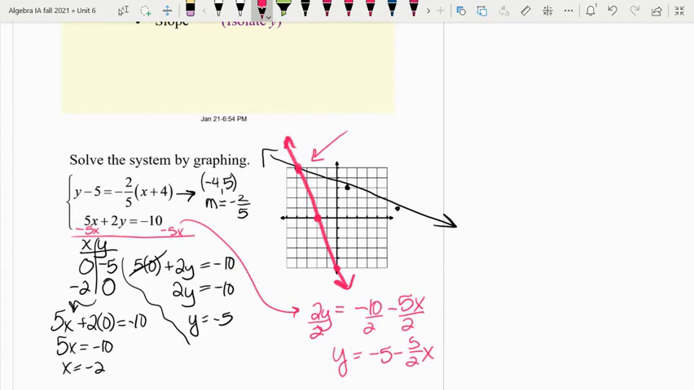So my solution is (-4, 5). So let's do a check on that one. Is 5 minus 5 equal to -2/5 times (-4 plus 4)? So this will give me 0 equals -2/5 times 0. So 0 equals 0. Okay.